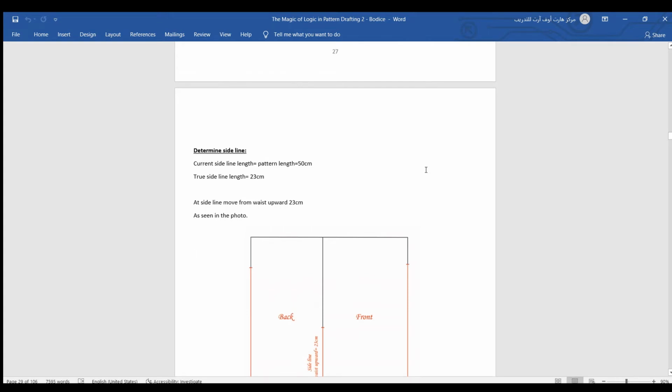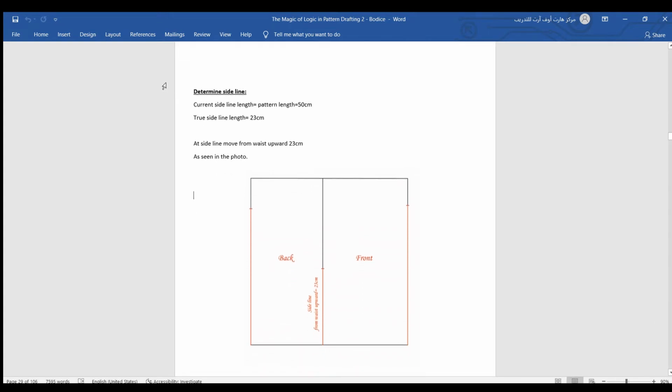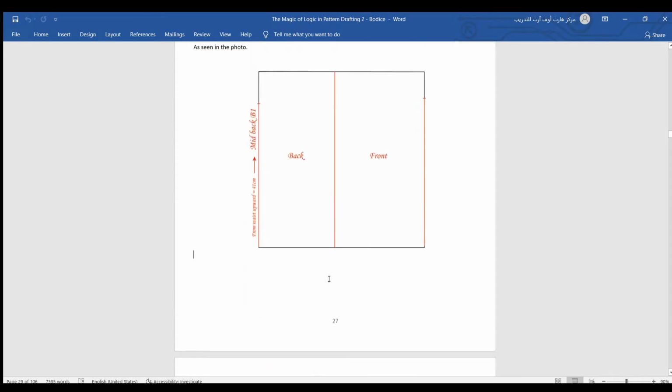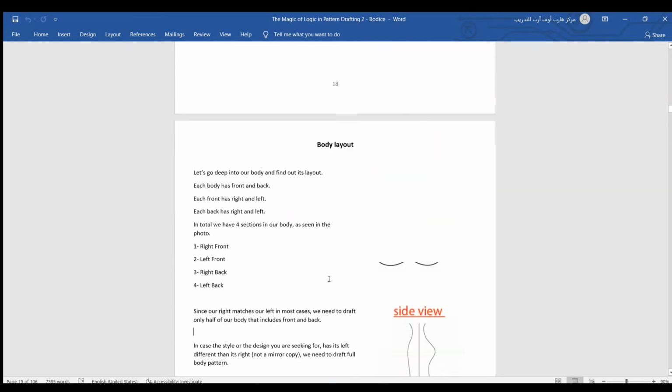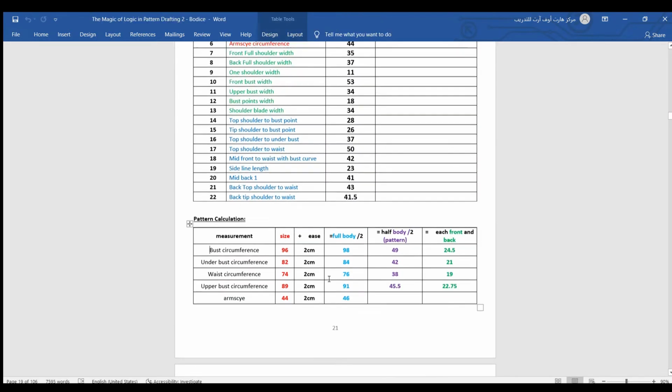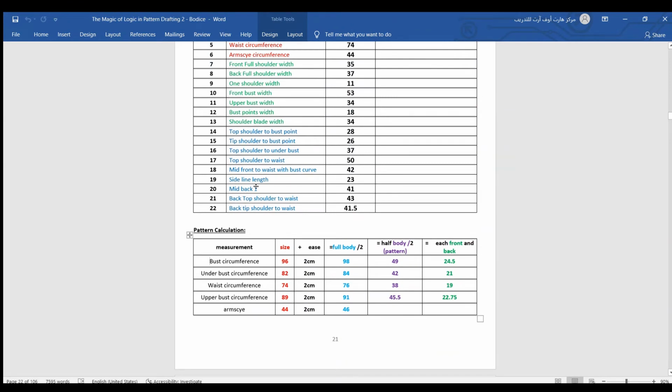Then the second step will be to determine the sideline. Now we place the sideline. The sideline measures 50 centimeters because it's the same length as the pattern length, but the true sideline length is, let me show you here, the sideline measures 23 centimeters.